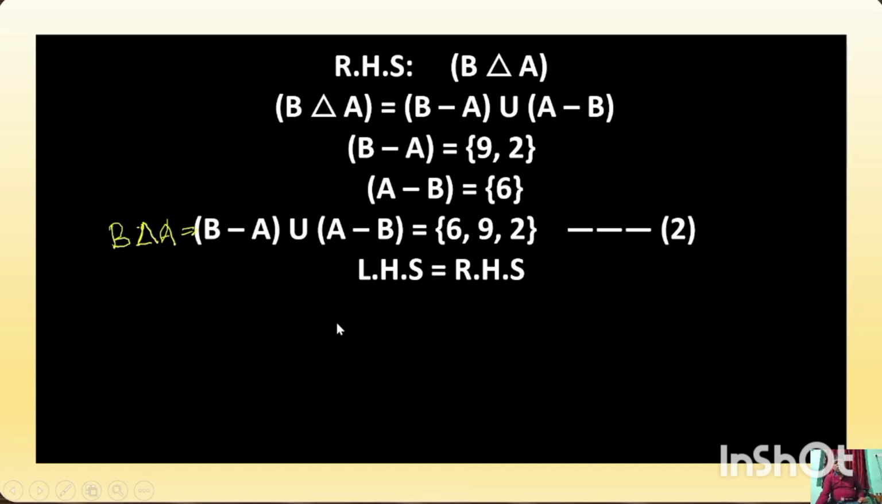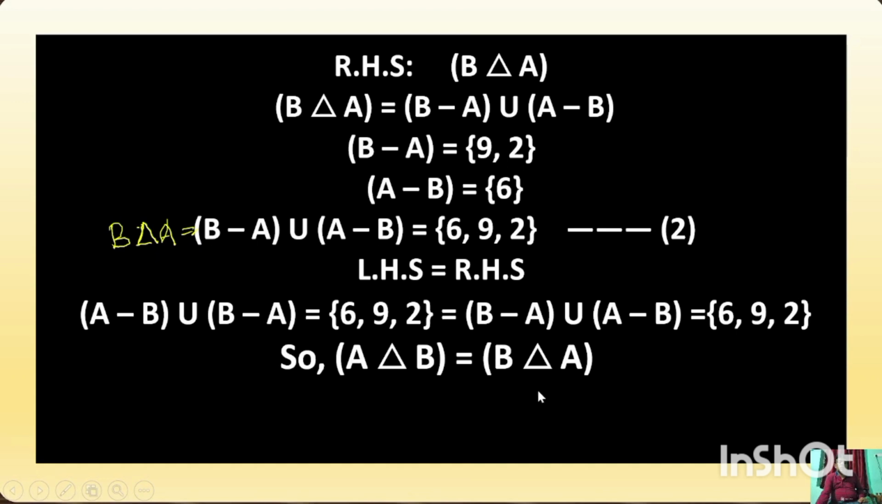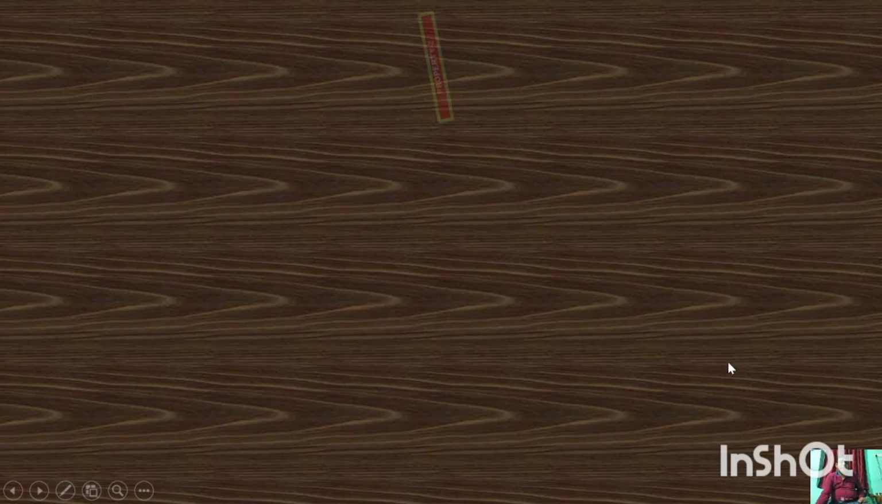Understand? And from both the cases it is clearly understood: A difference B union B difference A, and B difference A union A difference B, the elements are the same in both cases. A delta B is equal to B delta A. Thus, you prove that the symmetric difference set of two sets obeys the commutative law. Is it clear? Okay, fine.